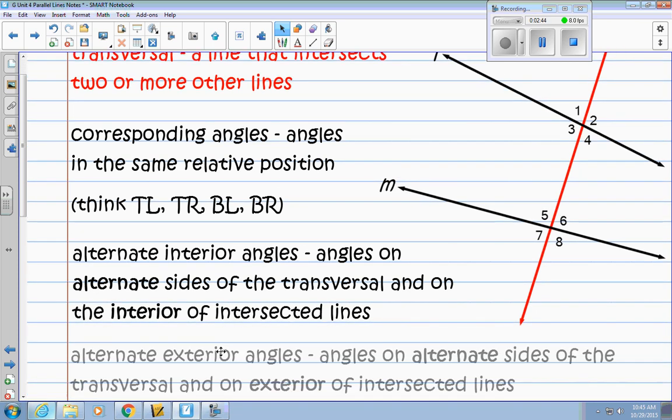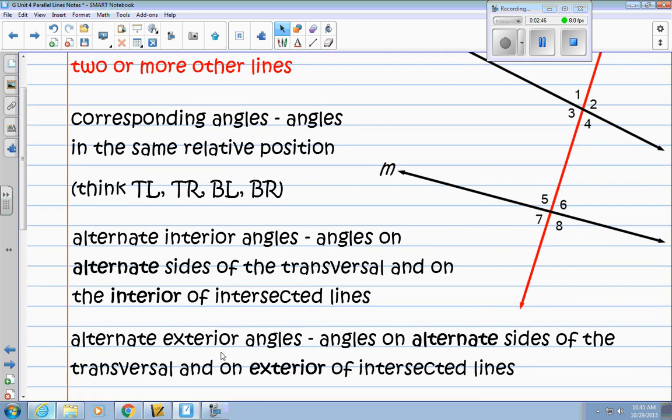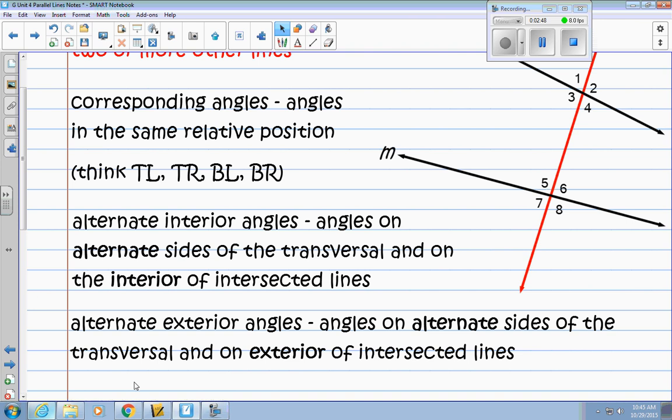Next, we have alternate exterior angles. These are very similar, but these are now angles that are on the outside of our parallel lines. So angle 1 and angle 8 would be an example of alternate exterior angles. Please write down the other example of alternate exterior angles.